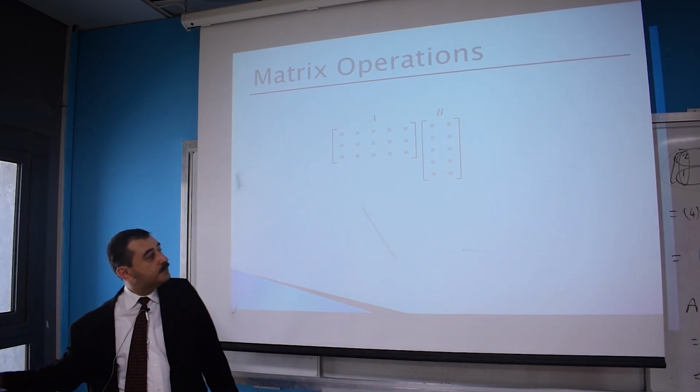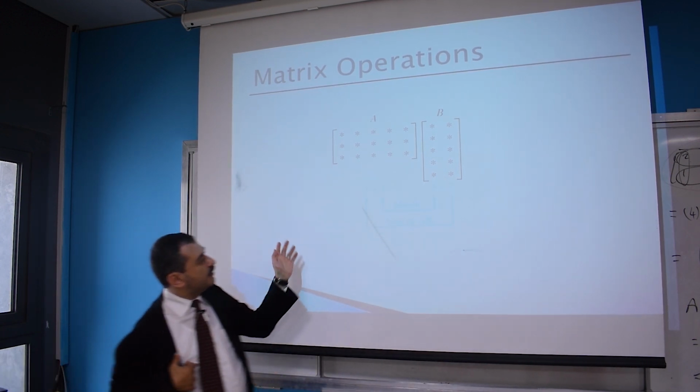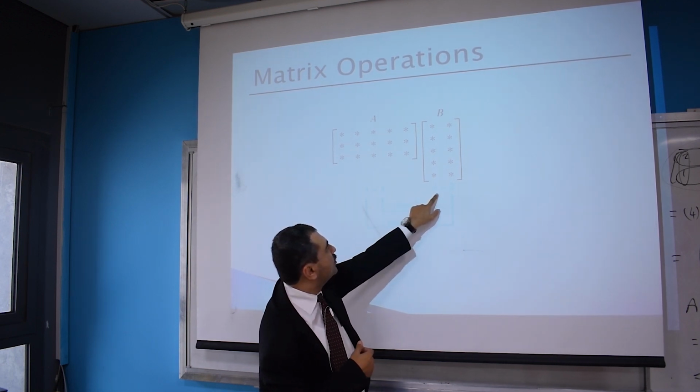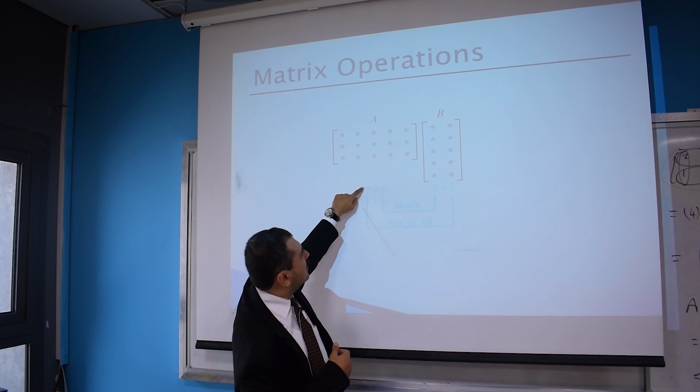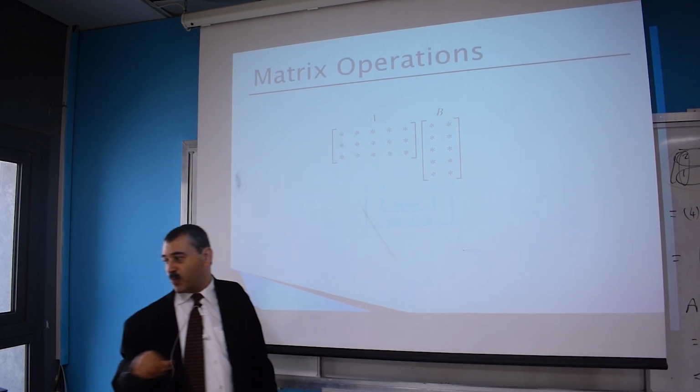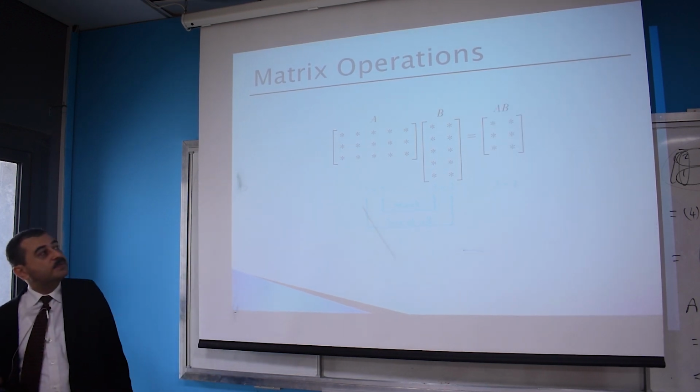Okay? So first write the dimension. So here 3 by 5, and this guy is 5 by 2. These guys are matched. And the dimension of the output matrix is 3 by 2. Okay?